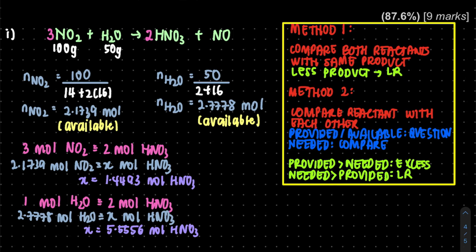That will be our limiting reactant. So in this case, we're going to compare 1.4493 and 5.556. Hence, we know that NO2 is the limiting reactant. So that is to determine the limiting reactant, question number 1.